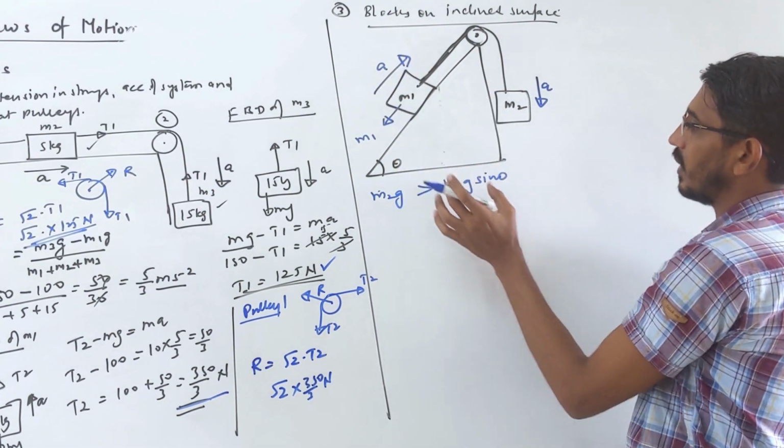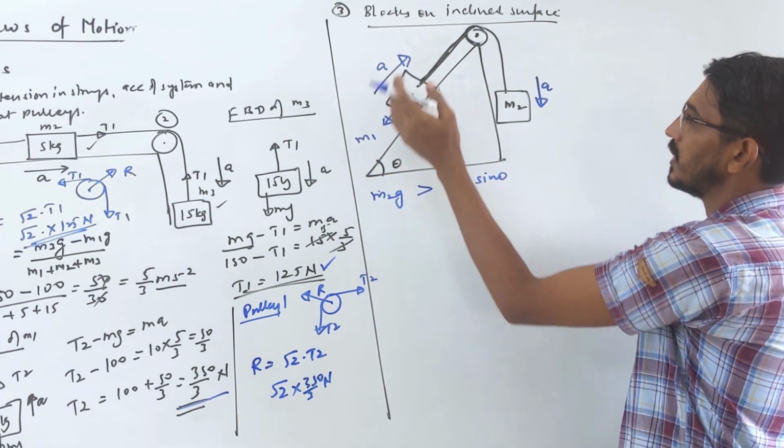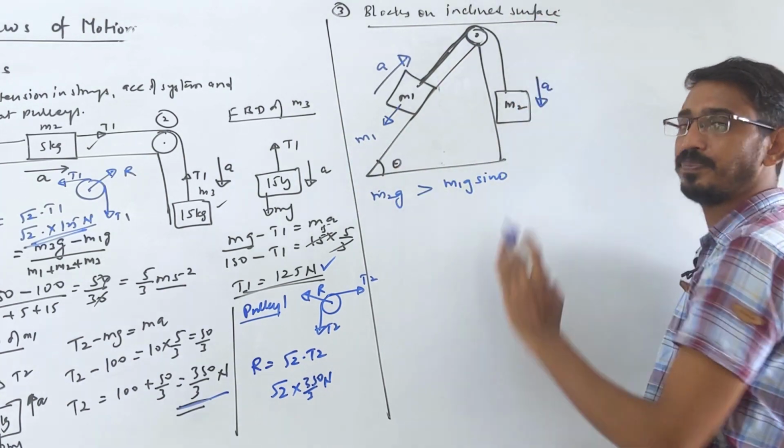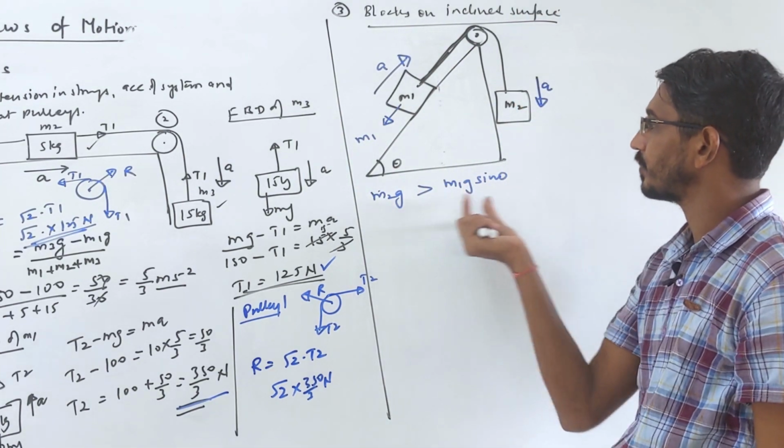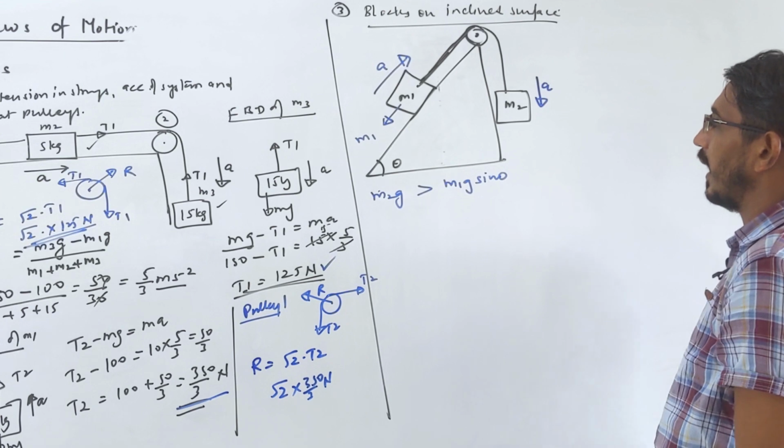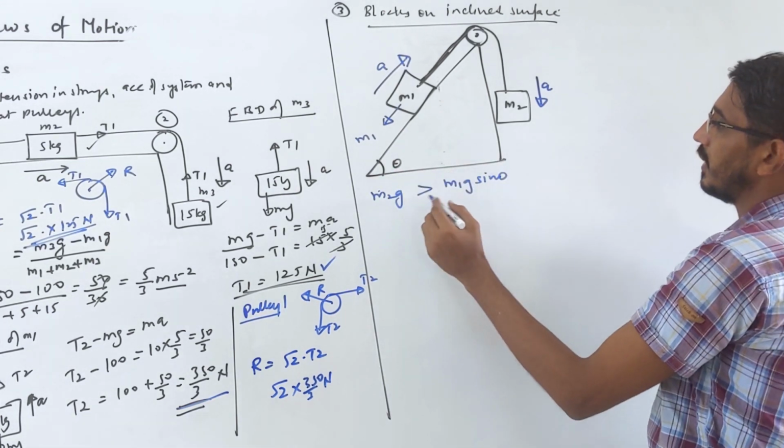Or suppose M1g sin theta is more than M2g, then this will move down and that will move up, correct? So this you can check. Okay, like we have checked now.